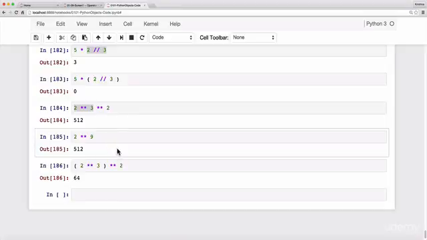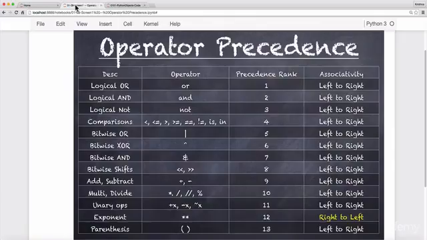So that is all about operator precedence and associativity rules. Just remember, the parenthesis operators have the highest precedence. All the code in parentheses is executed first.